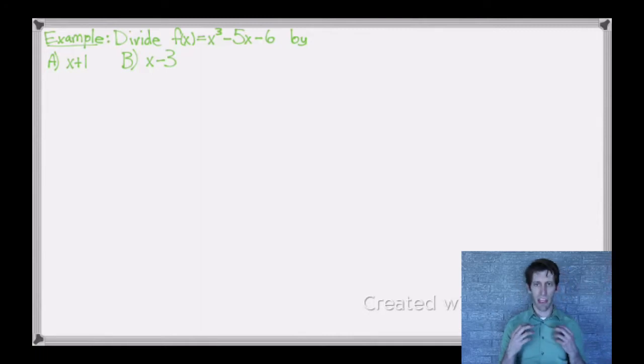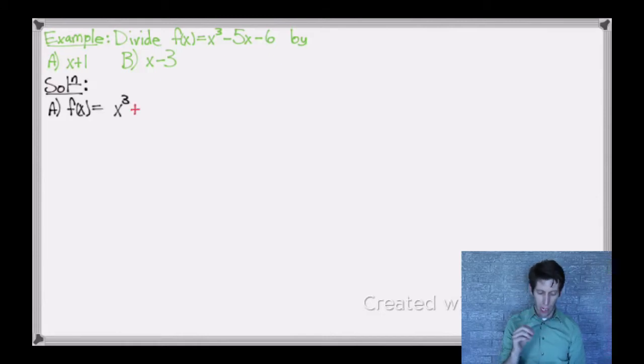The algorithm for synthetic division is very easy once you get the hang of it, but it's going to look a little bit nasty the first time I show this to you. Bear with me, I'll clean it up and I'll rewrite it again so you can see all the things that you need to see.